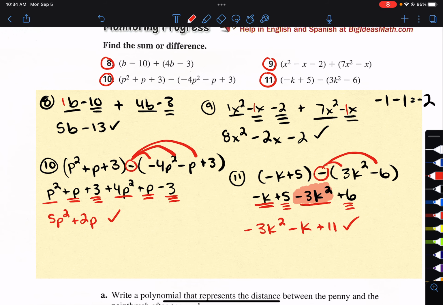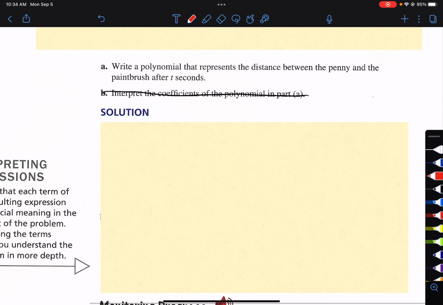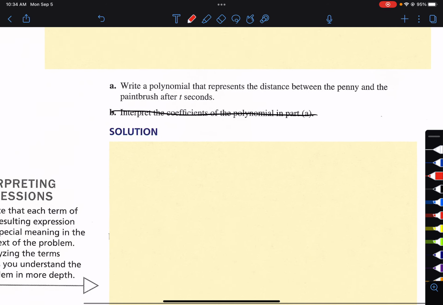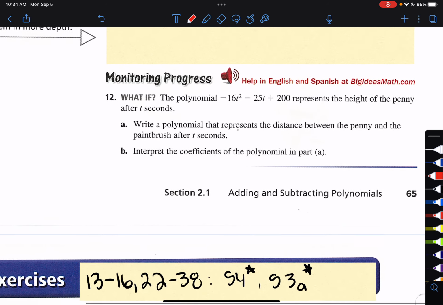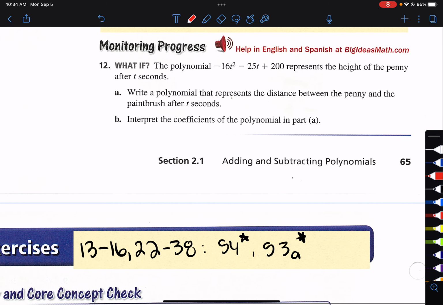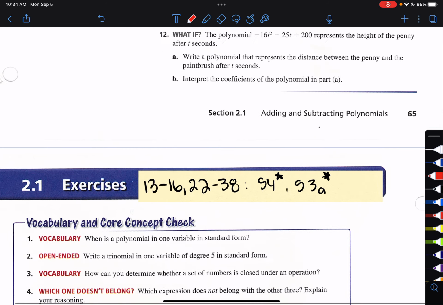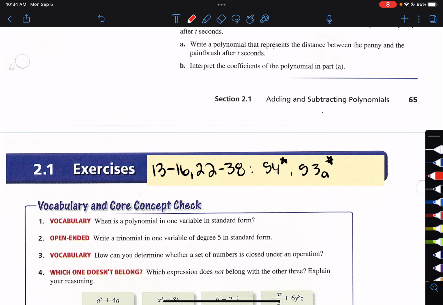All right, so again, stuff that you already know how to do, you've seen, you've done. It's just got a different name to it, right? Now you're adding polynomials together, which is just combining like terms, but you already know how to do the math.